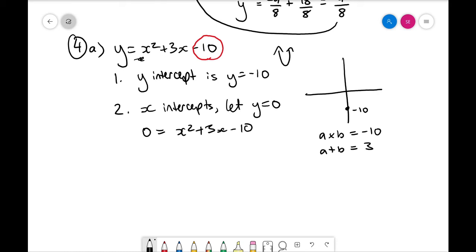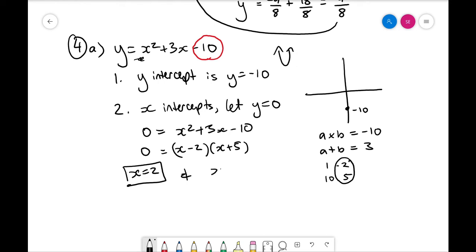And I can see that, well, we got 2 and 5. Looks like 2 and 5 is going to help. So if we have minus 2 and 5, that works. Because minus 2 times 5 is minus 10, and minus 2 plus 5 is equal to 3. So we'll get x minus 2 and x plus 5 is equal to 0. So that means we'll get x is equal to 2 and x is equal to minus 5. So up here we've got 2 and here we've got minus 5.